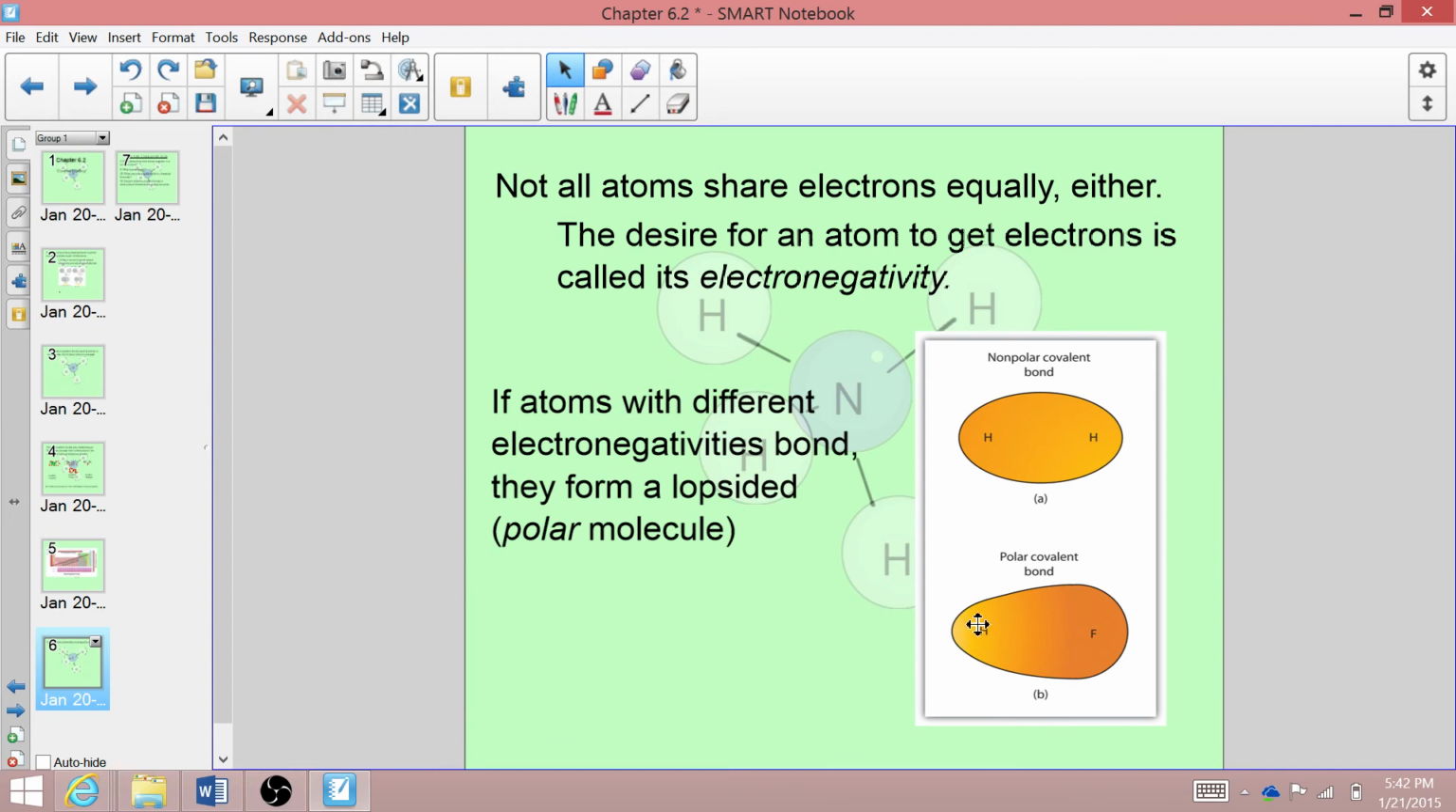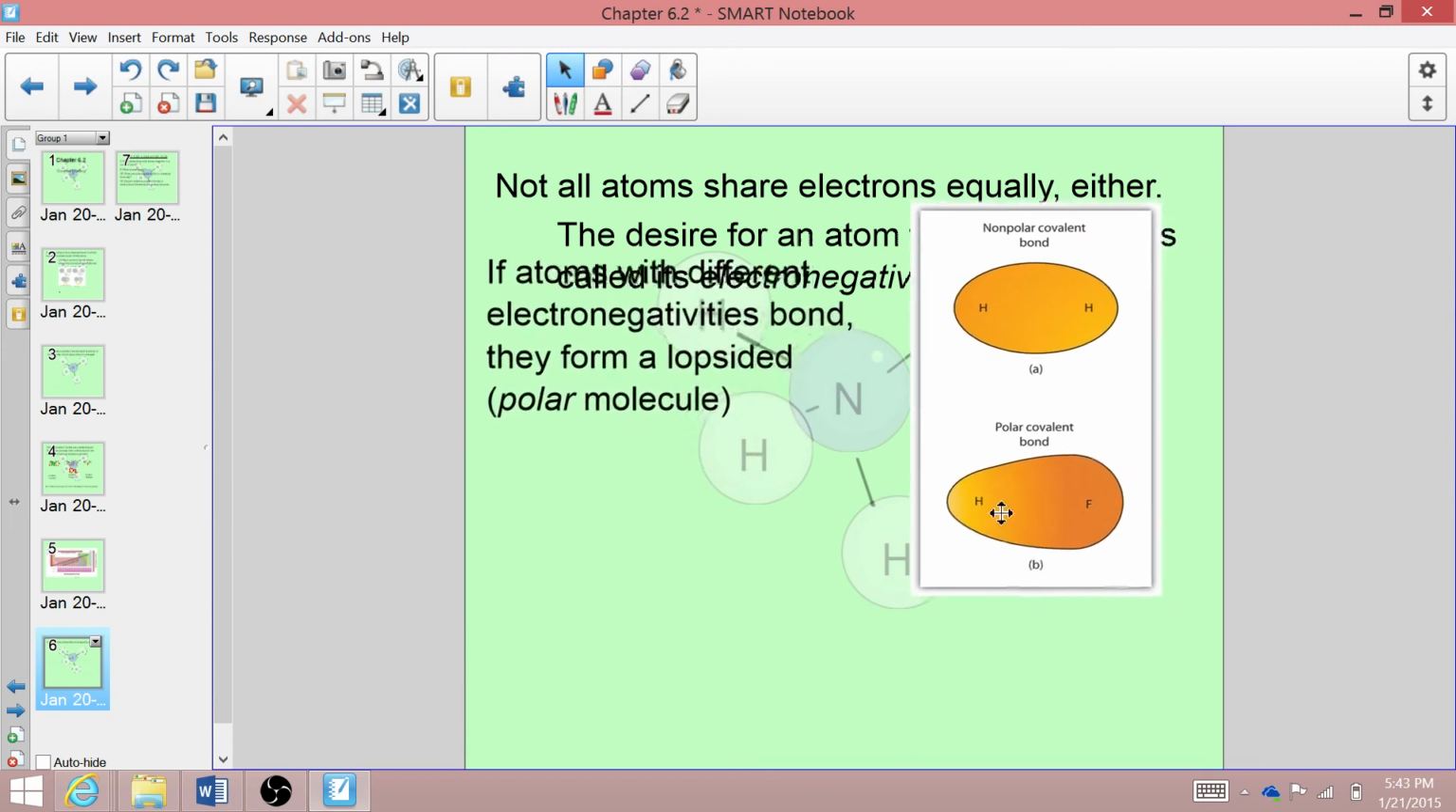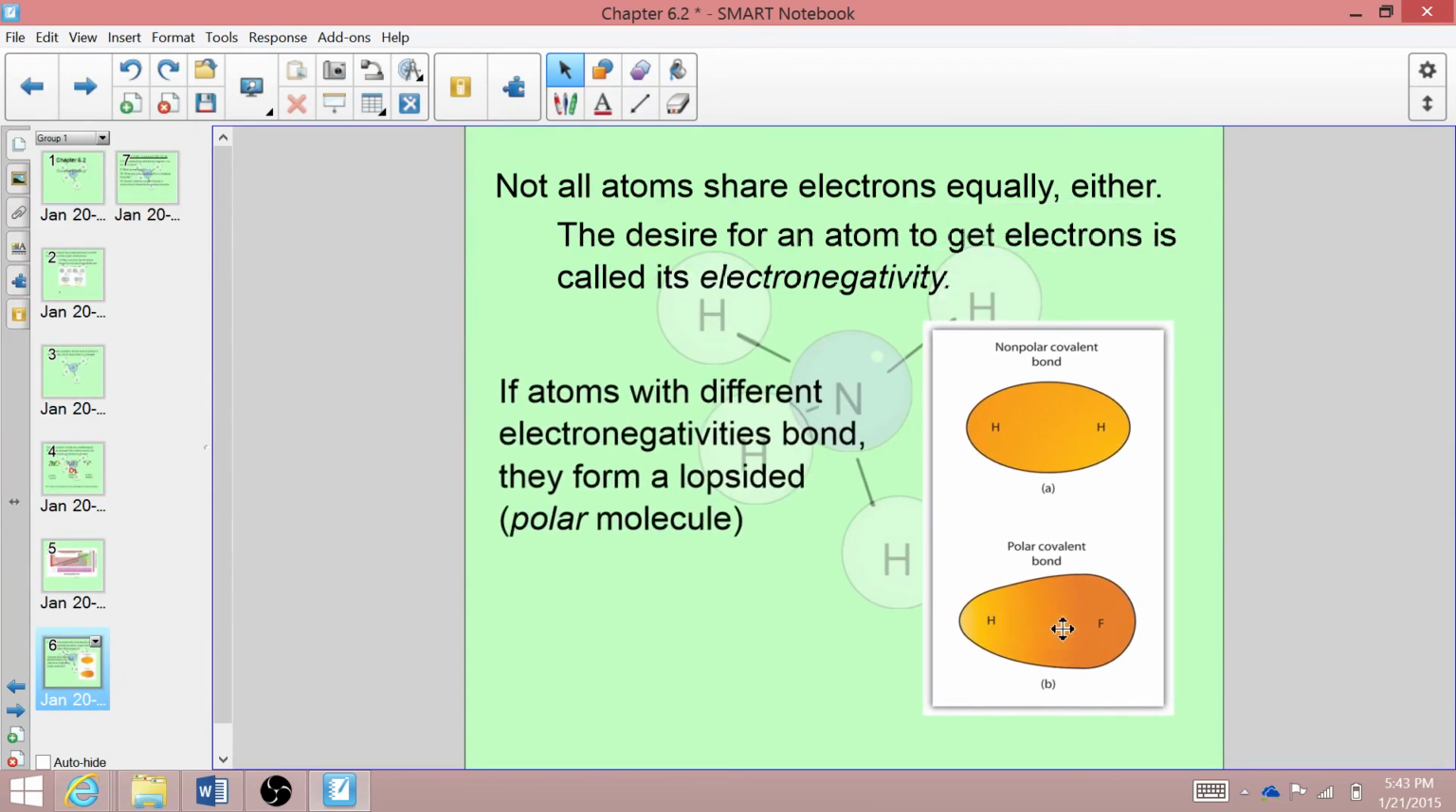So fluorine, if you remember, has 7 valence electrons. It needs to get one more to get that full valence shell that it wants. So it really, really wants those electrons. It has a very high electronegativity. Hydrogen, on the other hand, it might be easier to give that electron away than to gain one, and so it doesn't really want that electron that badly. So the electrons tend to be pulled toward the more electronegative element, making it this weird lopsided shape.